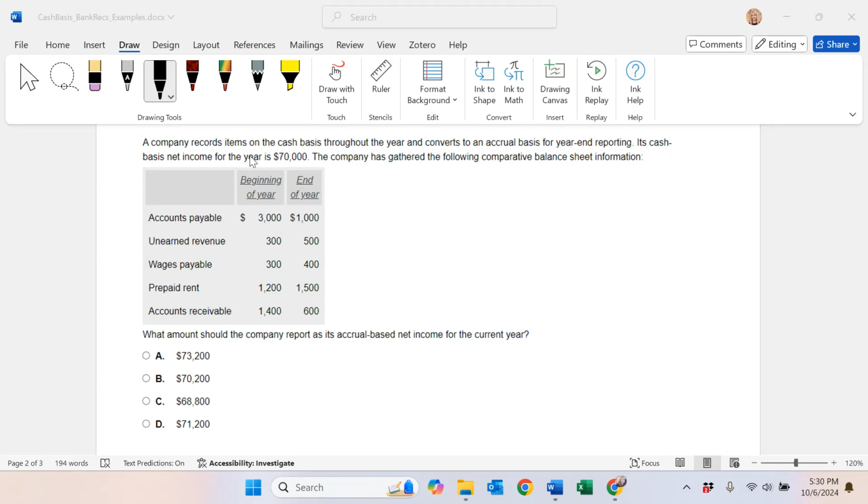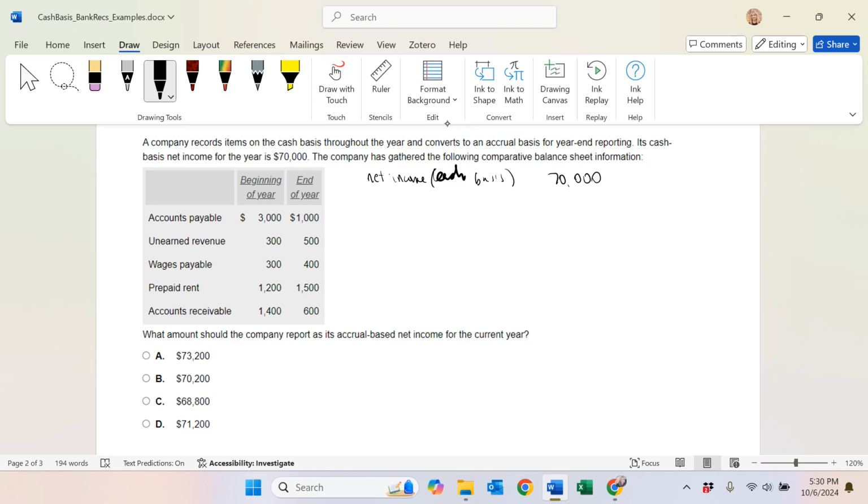Another example, a company records items on the cash basis and needs to convert to an accrual basis for the year end. Cash basis net income is 70,000. Start there. And then we need to figure out how do we adjust each of these items.